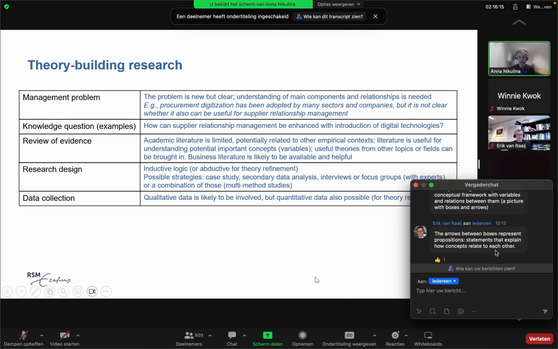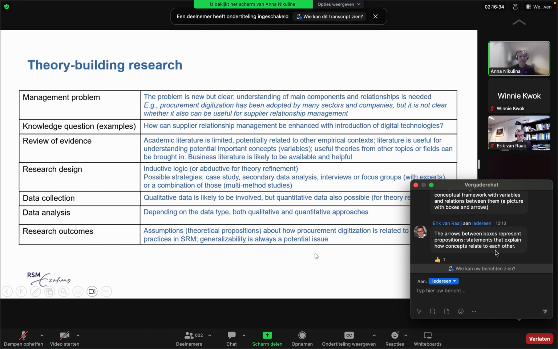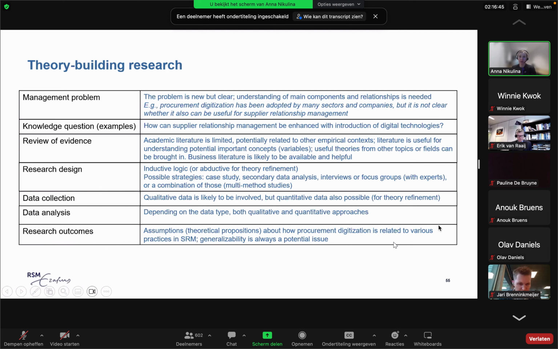Again, same types of data, qualitative data to increase the richness of the knowledge on the topic, but quant is also possible, especially if we're talking about theory refinement situations. Analysis, again, depends on data type, so both qualitative and quantitative are possible. Research outcomes: if you build theory, the outcome of your research is propositions about how something works. In our case, if we're talking about digital procurement technologies, it's about how digital technologies are related to various aspects of managing suppliers.